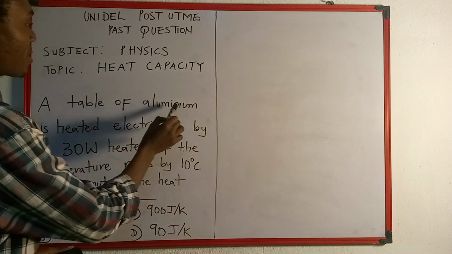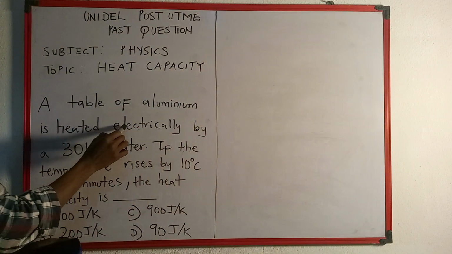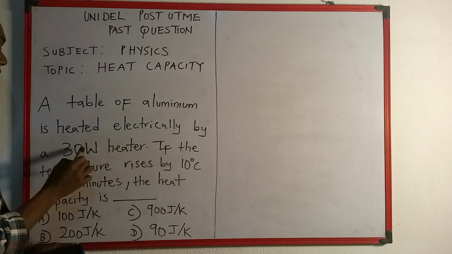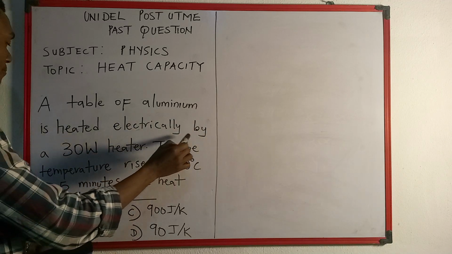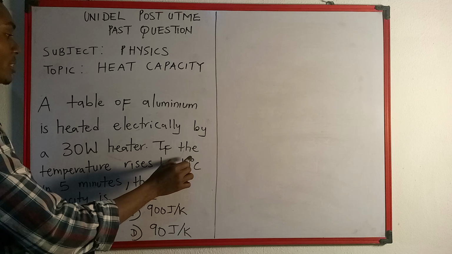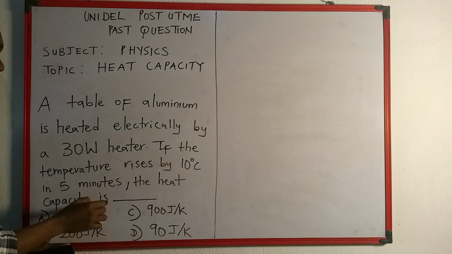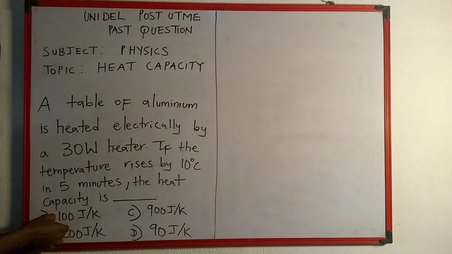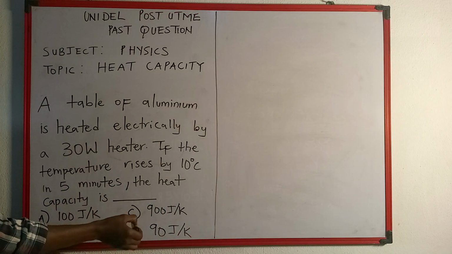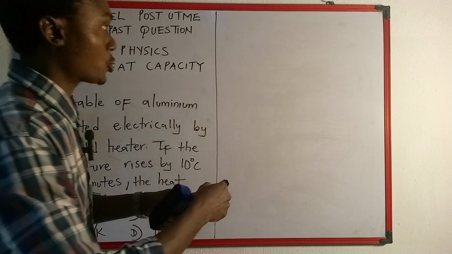A table of aluminium is heated electrically by a 30-watt heater. If the temperature rises by 10 degrees Celsius in 5 minutes, the heat capacity is dash. These are the options A, B, C, and D. Solution.